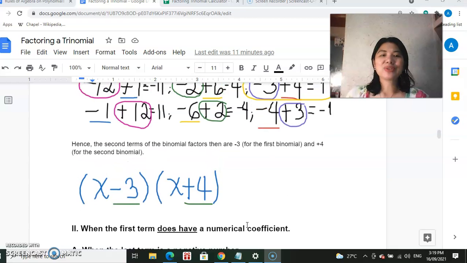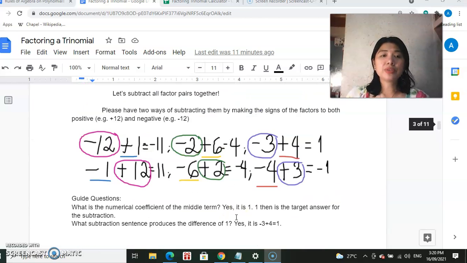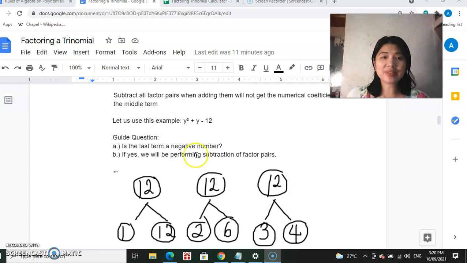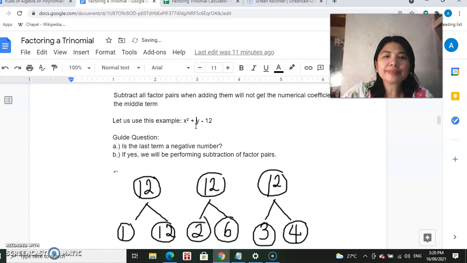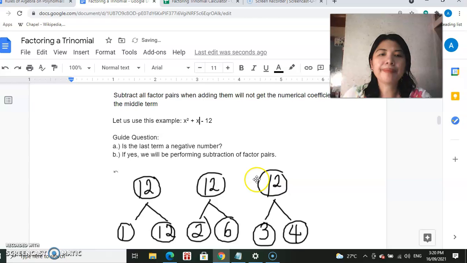Okay, so if we do FOIL, we have x times x, x squared, and then for the inner, we have negative 3x, for the outer, positive 4x, so 4x minus 3x is x, and negative 3 times 4 is negative 12. So basically, I have to change this to x, okay, right.